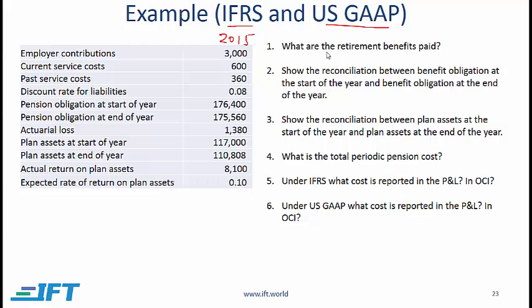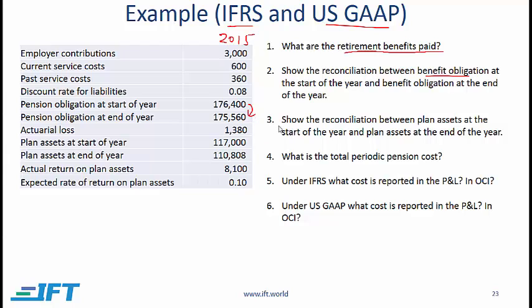The first question is, what are the retirement benefits paid during the year? And this number would be the same for both IFRS and US GAAP. Then we need to show the reconciliation between the benefit obligation at the start of the year and the benefit obligation at the end of the year. This is similar to something we saw in an earlier example. So what I want you to do is say that the pension obligation at the start of the year is this much. Then what are the various numbers that take us from here to here?